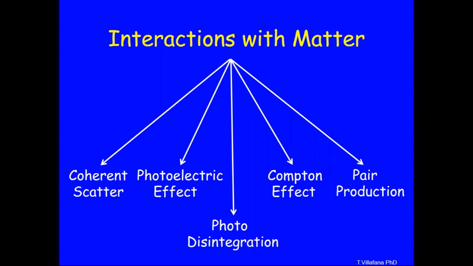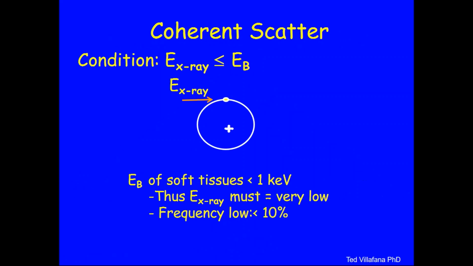But let's get to the actual mechanisms. We identified transmission, we identified absorption, we identified scatter, but how and when and under what conditions do these things occur? To understand that, we have to look at these various interactions. I'm going to start with coherent scatter, which is the lowest energy, and then I'm going to work my way up to photodisintegration, which represents the highest energy interactions. But let's go to coherent scatter.